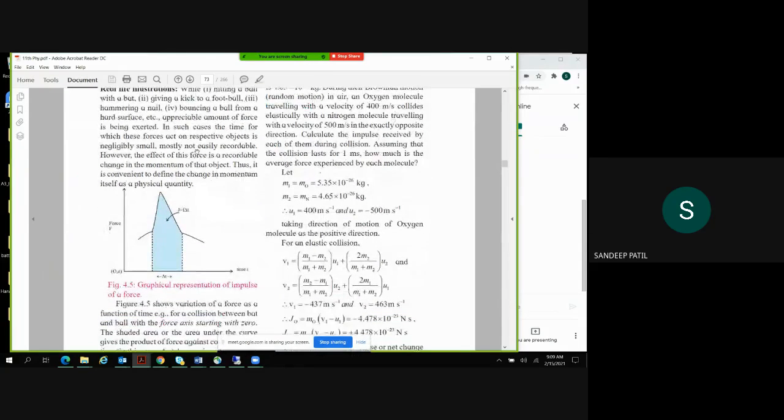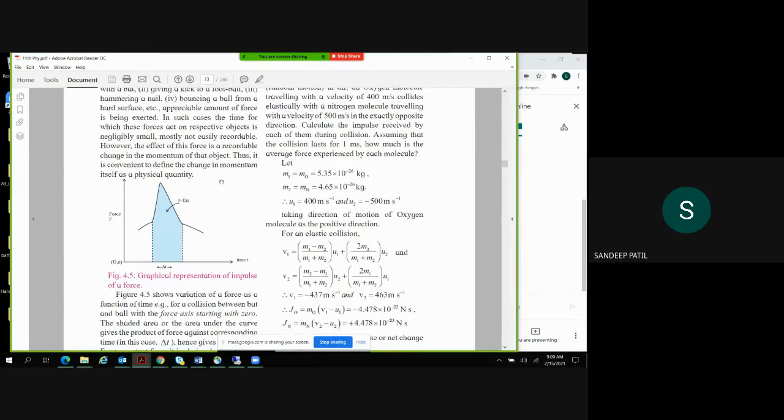So it is convenient to define the change in momentum itself as a physical quantity.